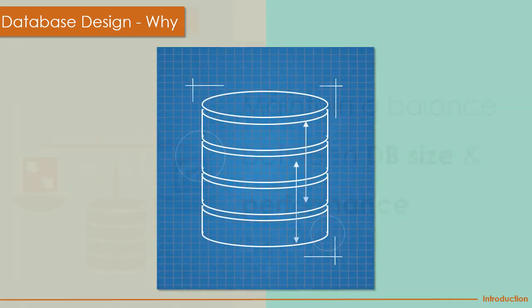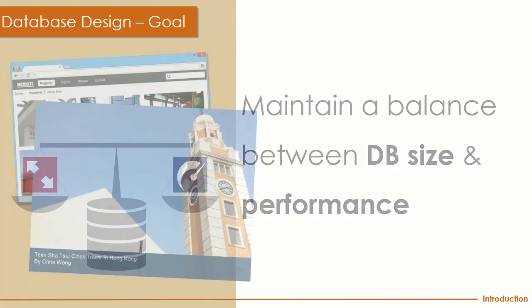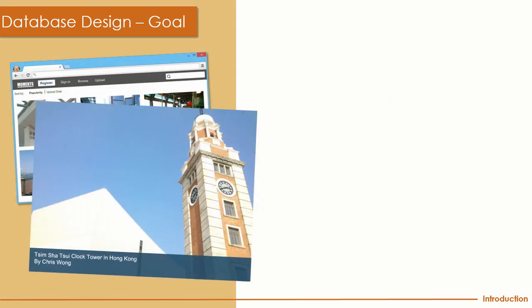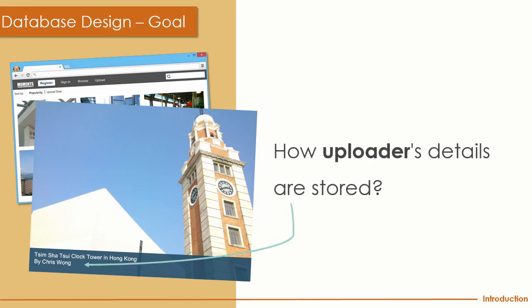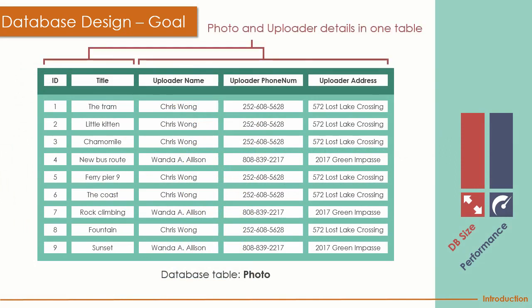A good database design serves the goal of maintaining the balance between the database size and the performance. So let me show you a simple example about how to balance this size and performance. Here we have an example where we have a photo. Under the photo, we have the uploaded detail, like who uploaded the photo. This is uploaded by a person called Chris Wong. You can imagine you can save in the database like that. You save all the photo and uploaded detail in one single table.